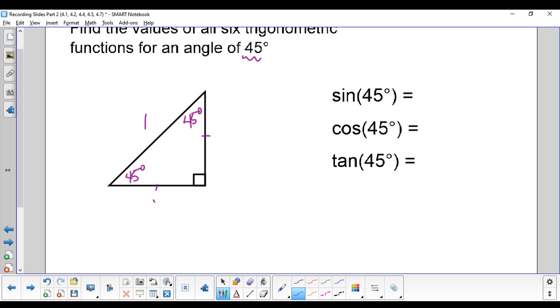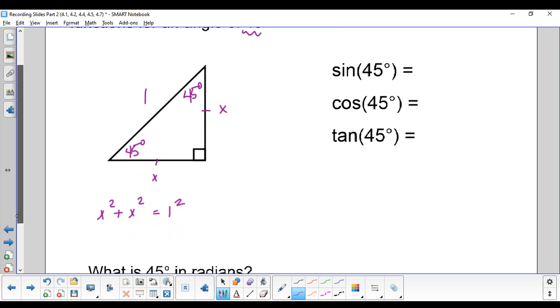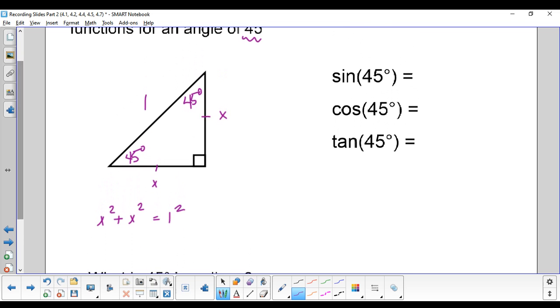To do that, I'm going to use an arbitrary value of x and the Pythagorean theorem, which says my legs squared combine to equal my hypotenuse squared, or a squared plus b squared equals c squared. Working through this and solving this for x, I would get 2x squared equals 1.